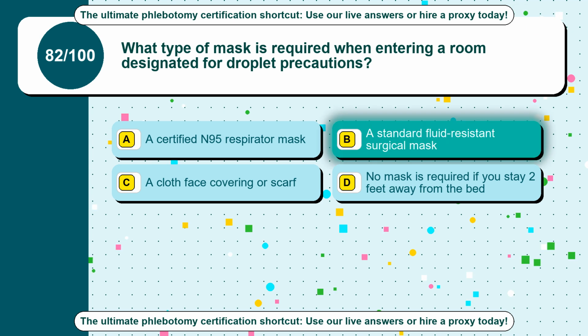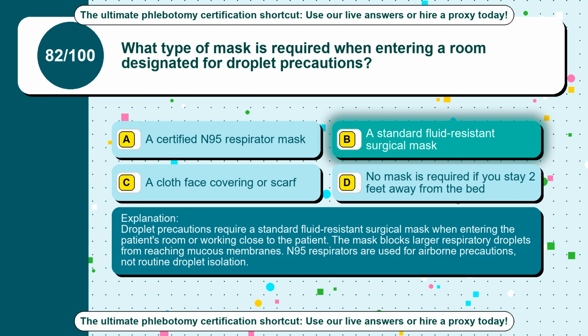The correct answer is option B, a standard fluid-resistant surgical mask. Droplet precautions require a standard fluid-resistant surgical mask when entering the patient's room or working close to the patient. The mask blocks larger respiratory droplets from reaching mucous membranes. N95 respirators are used for airborne precautions, not routine droplet isolation.